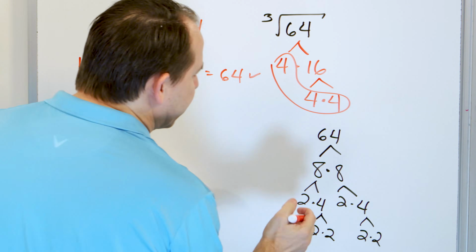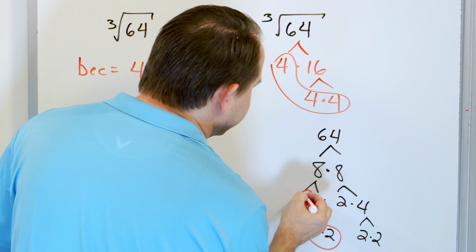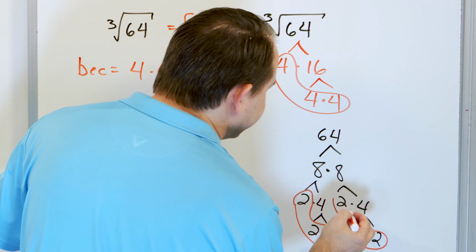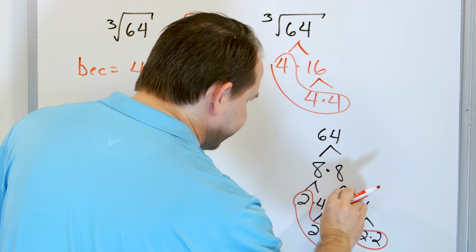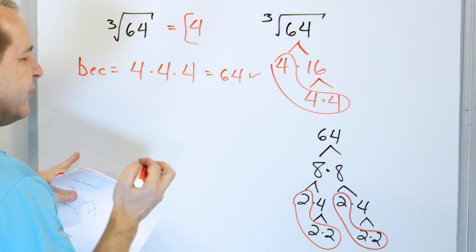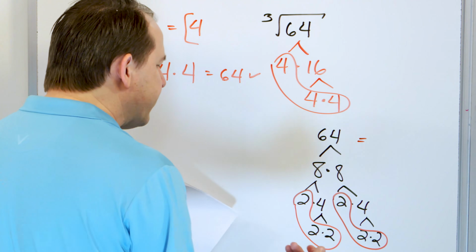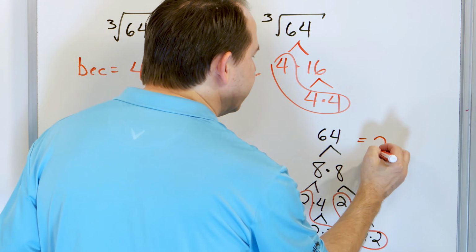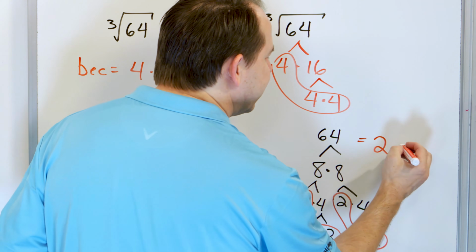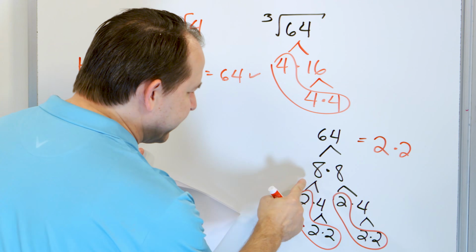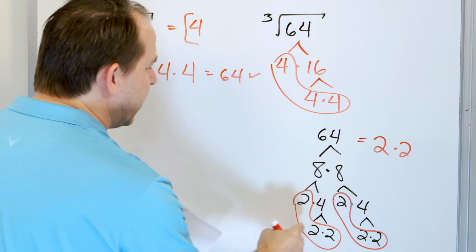And I'm looking for triplets. So here's a triplet of 2's, and here is a triplet of 2's as well, because don't forget, this one's at the bottom of the tree on this branch as well. And just like in square roots, when you pull them out, this triplet counts as one 2, and this triplet counts as another 2. And they're multiplied together because all of these numbers on the bottom are multiplied.